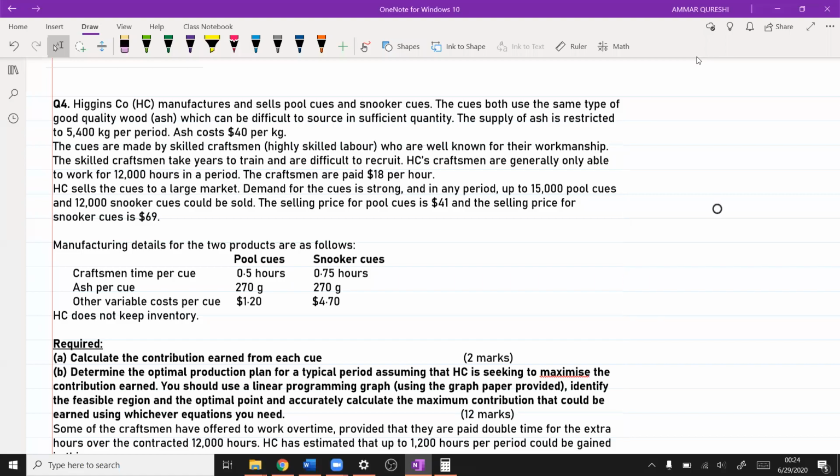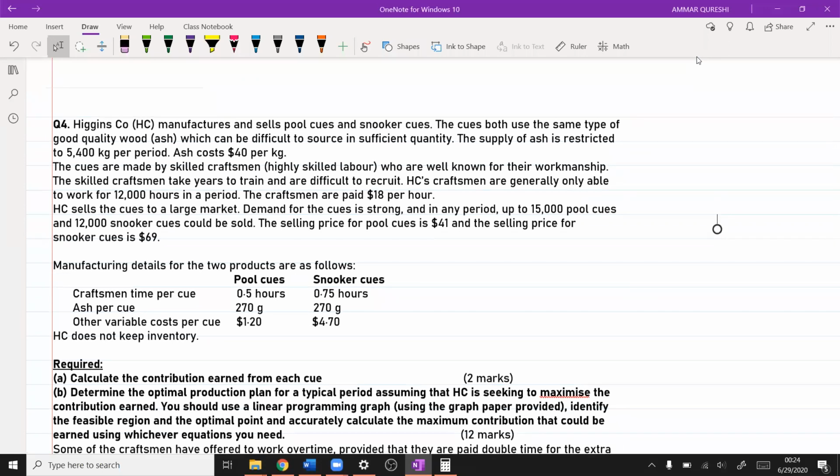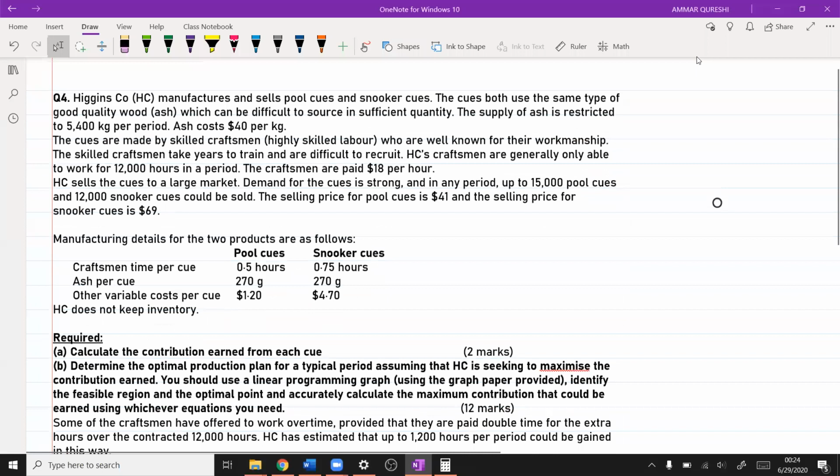Hello everyone, we are going to start with another lecture of performance management, and in this lecture we are going to deal with the concept of linear programming and shadow pricing mainly. This is a good question that was examined in, I think, 2009 or maybe 2010, but it's a really good question. So let's start with this.